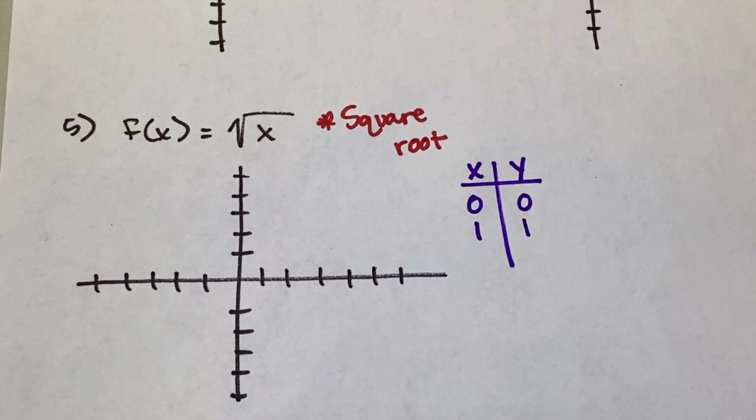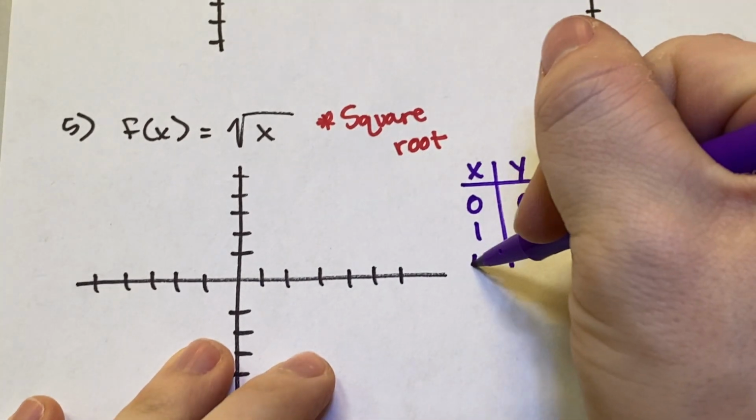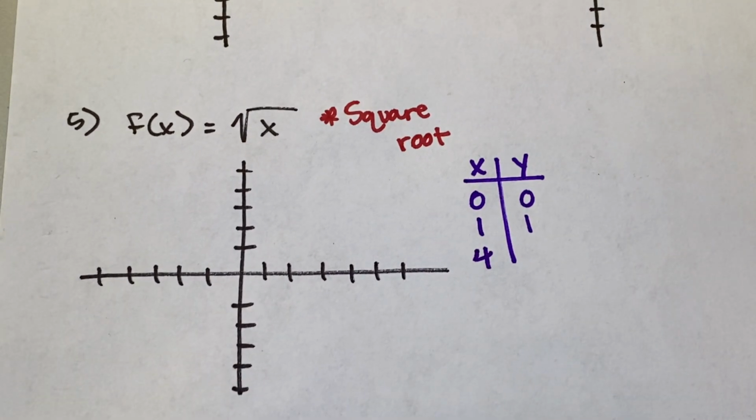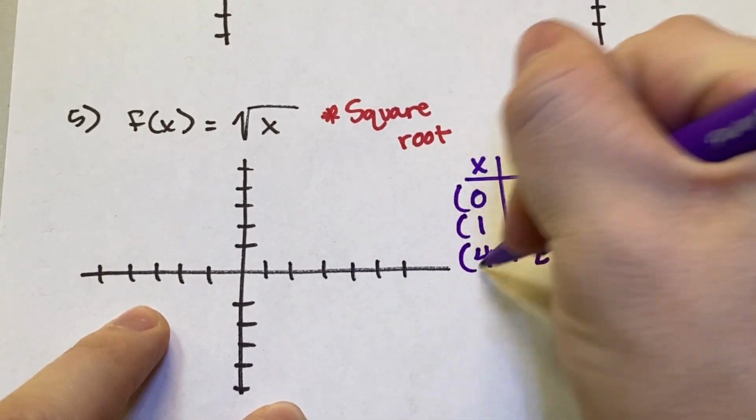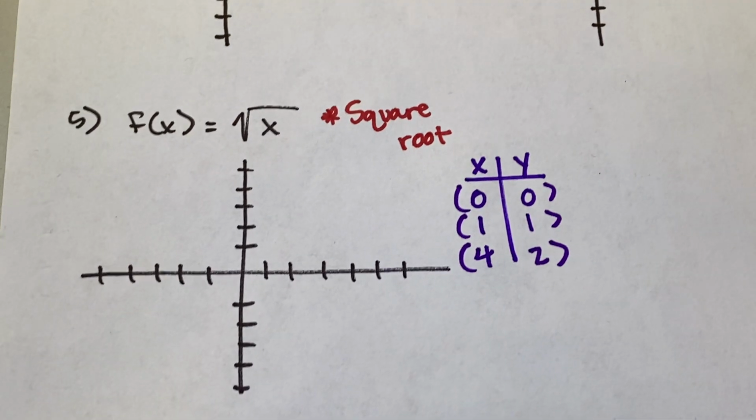And I'm going to choose my next perfect square number. Now you could choose 2, but the square root of 2 is a really long, ugly decimal. I don't want to graph a really long, ugly decimal. I want to graph a nice, pretty number. So my next perfect square number is 4. What is the square root of 4? 2. So these parent function points are a little different than our other ones.